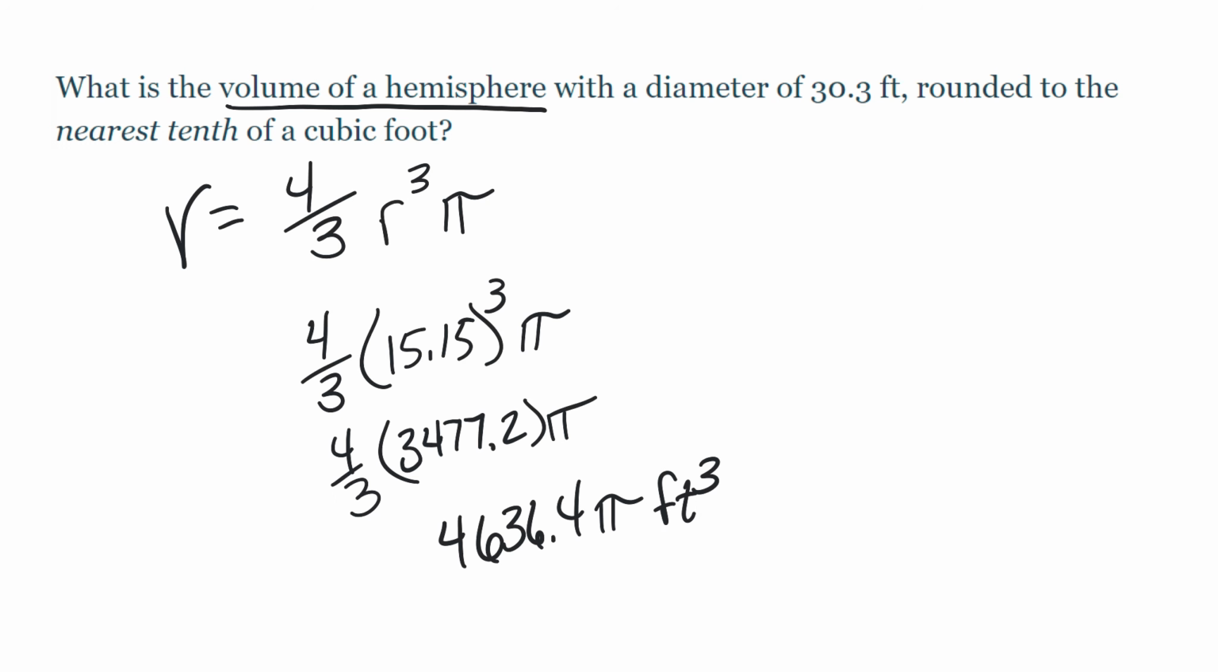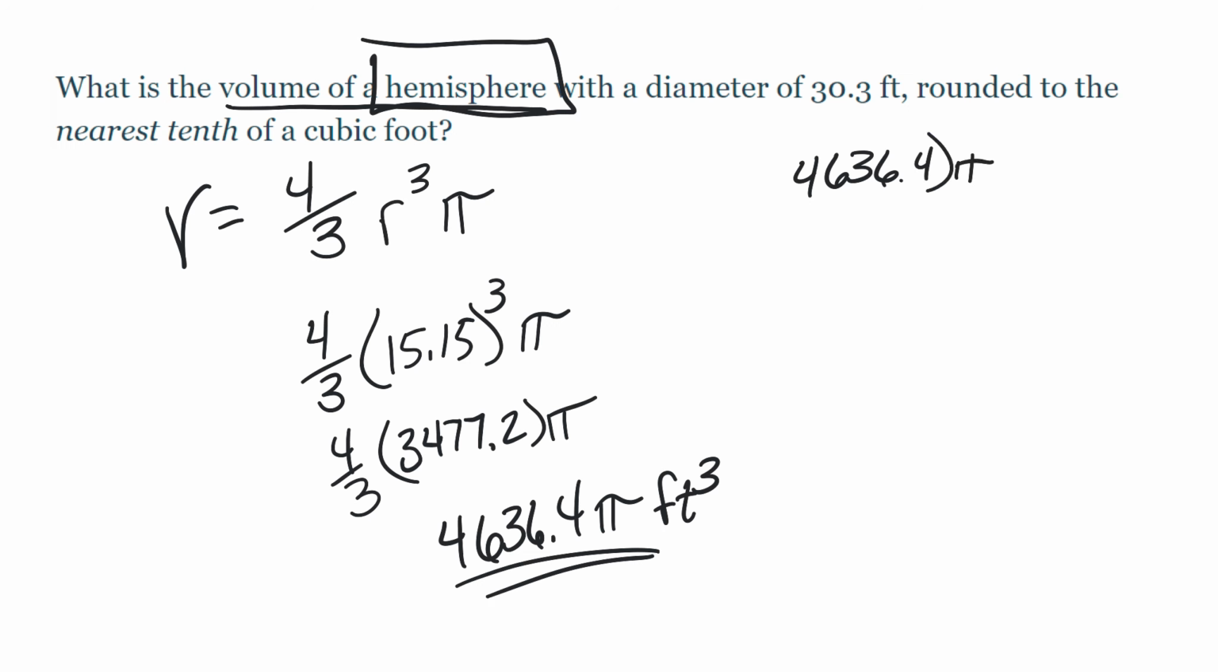Now, this was an entire sphere, but we were looking for a hemisphere. So we're going to take half of that amount. Leave the pi out of it, as I always say, leave the pi out as long as we can. So this is the full sphere. So our hemisphere is going to be half that amount. And again, leave pi out of it as long as you possibly can. So I'm going to take half of this number, which is 2,318.2. So this is my volume of the sphere.